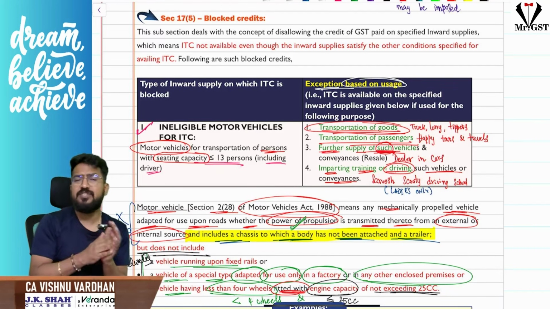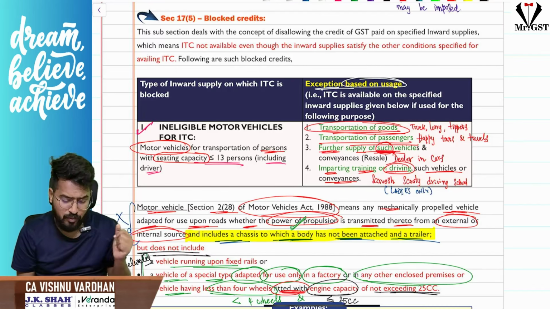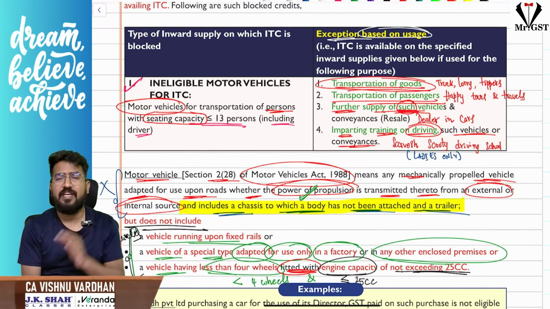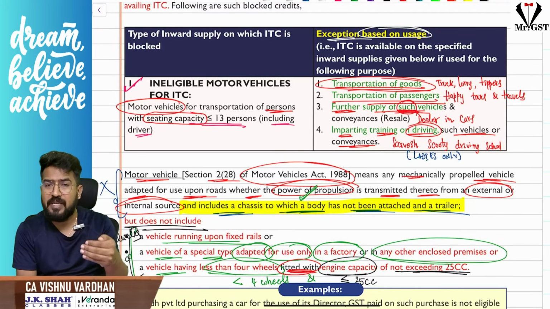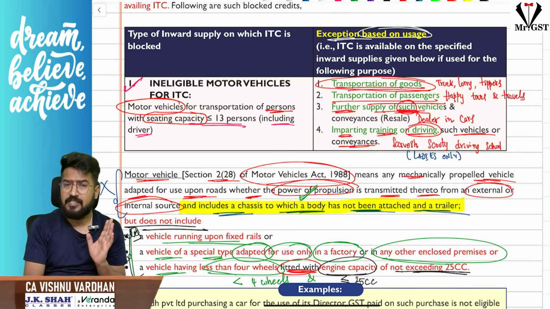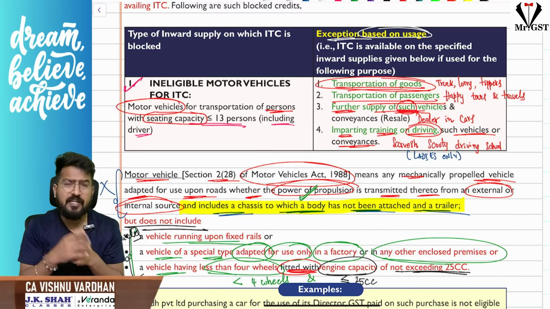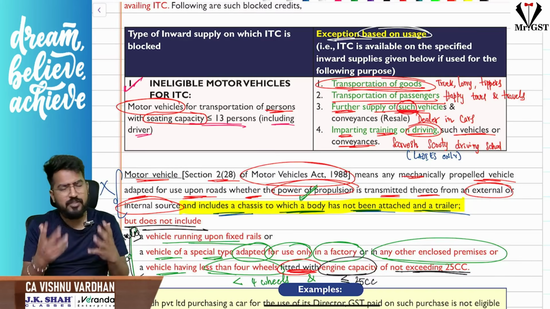So what are the things which are given in Section 17(5)? Let us quickly go through them. First of all, motor vehicles. Sir, motor vehicles with less than or equal to 13 seating capacity, if you are buying even for business purpose, you cannot take ITC. Sir, if I am buying something with greater than 13 seating capacity for my business purpose, yes, you can take ITC.